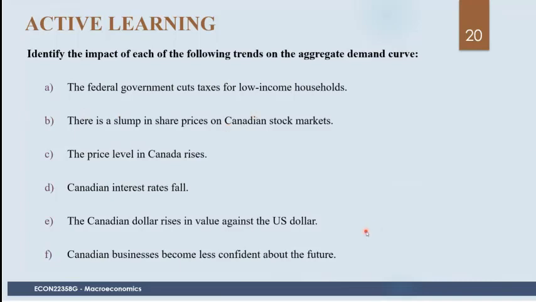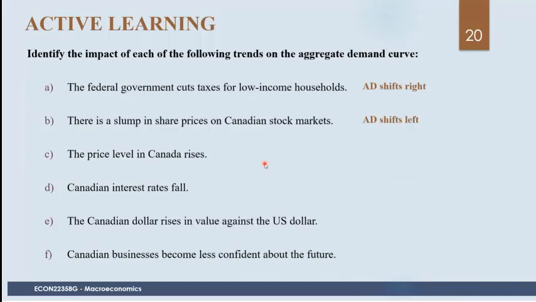So if the federal government cuts taxes for low-income households, that affects disposable income, right? So which direction would that shift the curve? You could just type that into the chat function if you want. Yeah, it would shift it to the right. What if there's a slump in share prices on the Canadian stock market? So we're just talking about share prices here. Well, that's related to the wealth effect, sort of. So for the first one, A, the AD curve would shift to the right. And then here we would get that the aggregate demand curve would shift to the left.